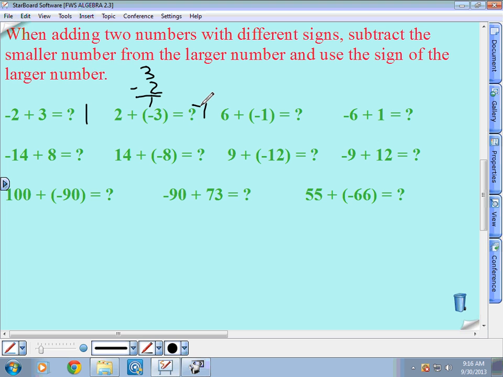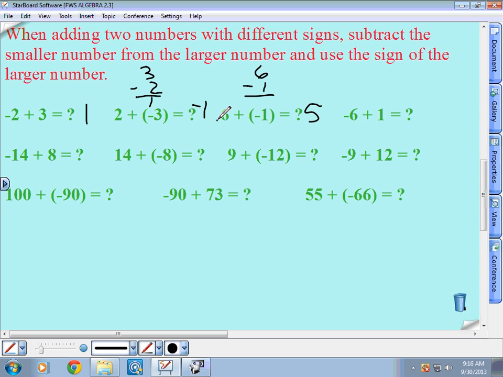Okay. Well, this is what you're going to do. The larger number, 6, subtract the smaller number. What's 6 minus 1? 5. And use the sign of the larger number. Which one's larger, the 6 or the 1? What's larger, the 6 or 1? 6. 6 is more than 1, right? So you use the positive sign because the 6 is positive. The larger number is positive, so you're going to use the positive sign. 6 plus -1 is just 5.